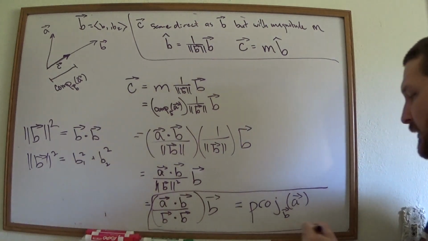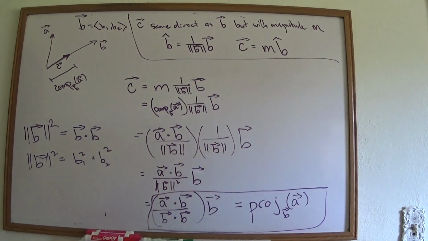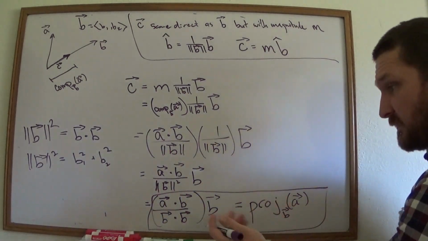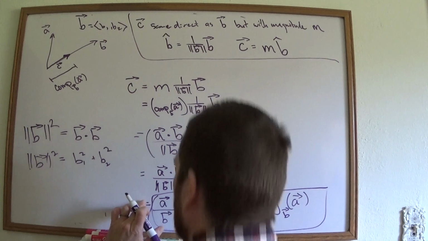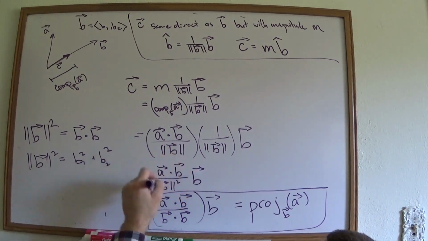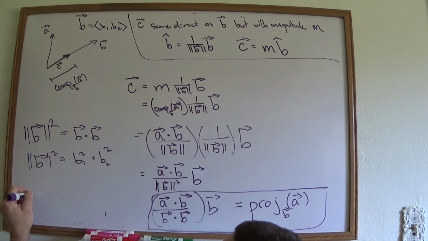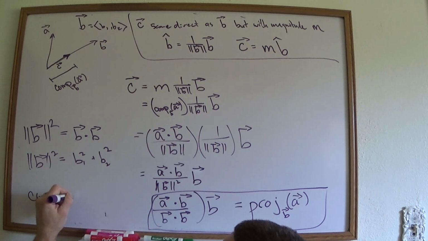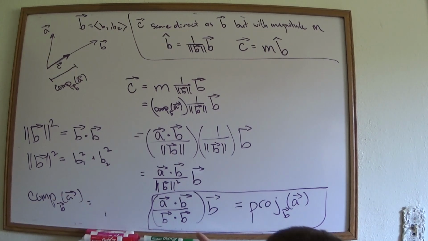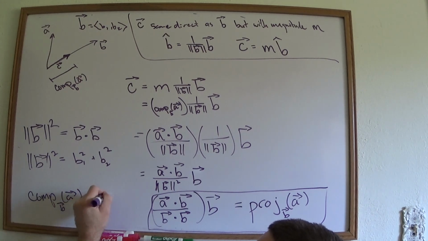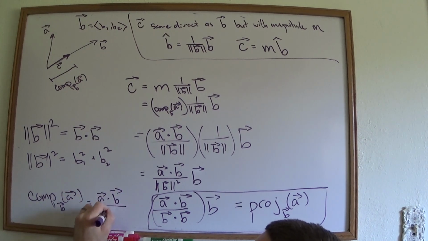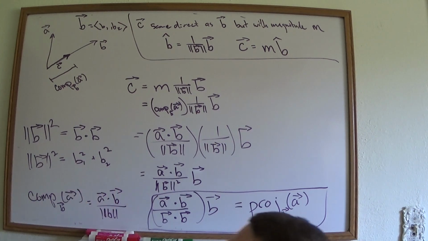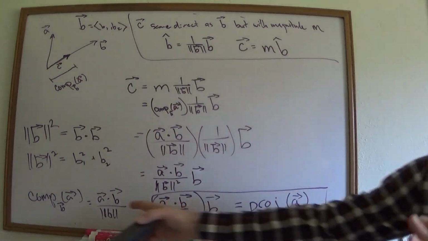Your book doesn't go into it, but you'll see it eventually. The projection of A onto B. You'll notice that it's very similar to the component of A onto B. Obviously, if you found the length of this vector, you would find that it is A dot B over the magnitude of B. So we have these two nifty little formulas.